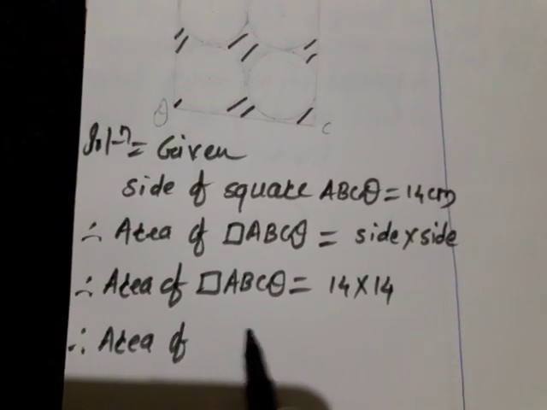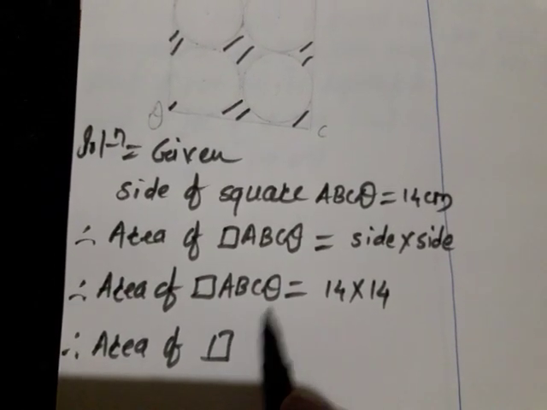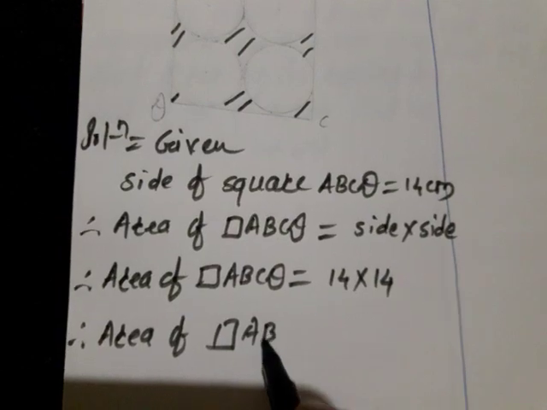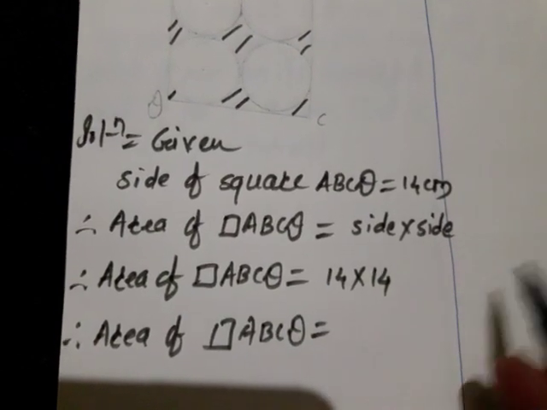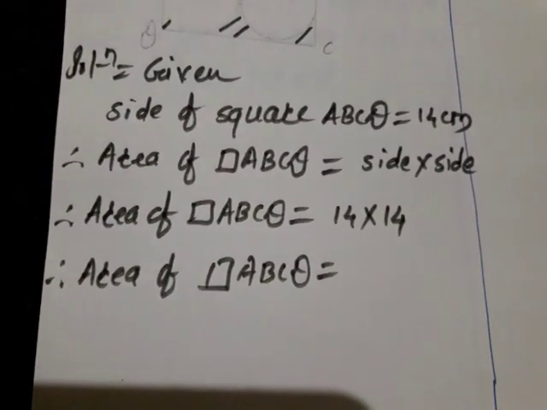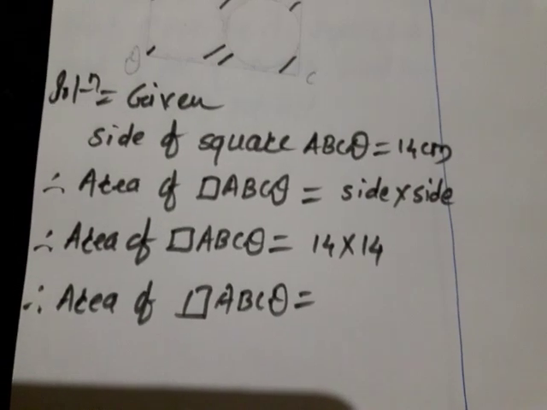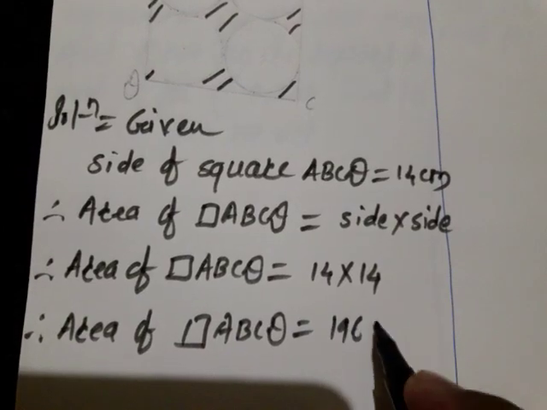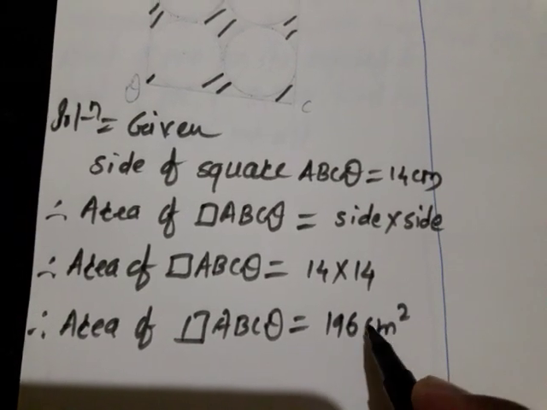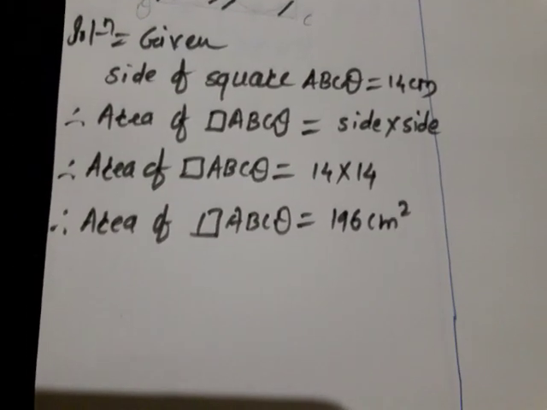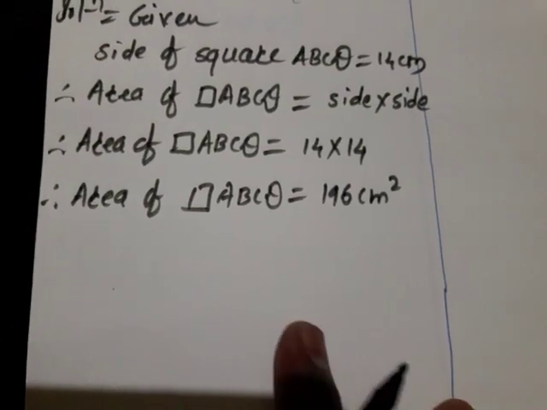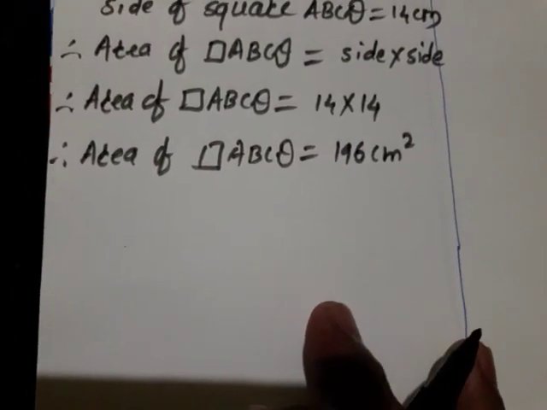Area of quadrilateral, or we can say square ABCD, is equal to 14 into 14. We have to do here 14 square, and you know that very well. 14 square is what? 196 centimeter. Means we got here area of this square is 196 centimeter square. Got it up to this step.